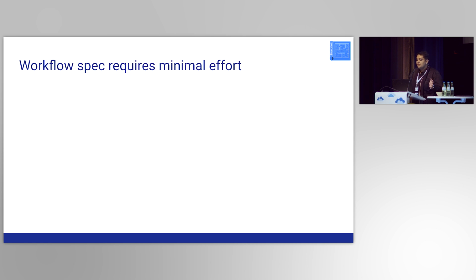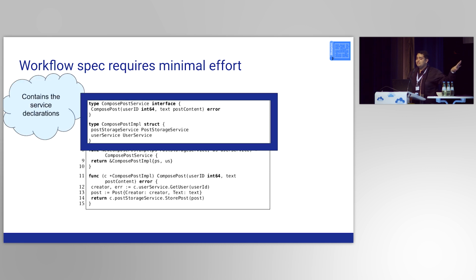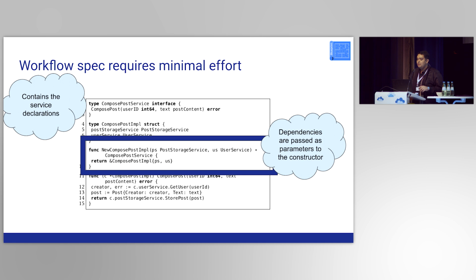The workflow specification defines the types of services in the application, as well as the behavior of the service types. This can include arbitrary libraries for implementing the behavior. The code snippet here shows an example of the definition of the compose post service in our social network application. The service's interface here defines the interface that will be publicly available to other services to contact this service. The dependencies of this service type are passed as parameters to the constructor of the service type. In our service, it receives objects of type user service and post storage service as parameters to its constructor.